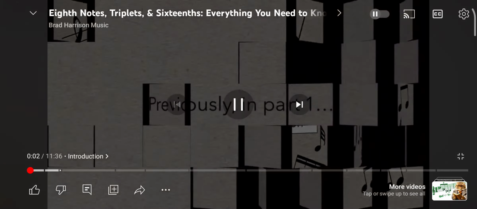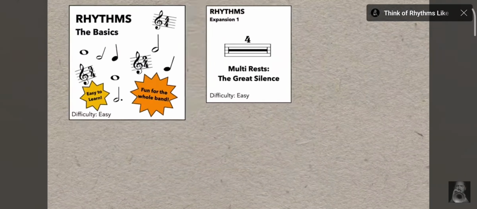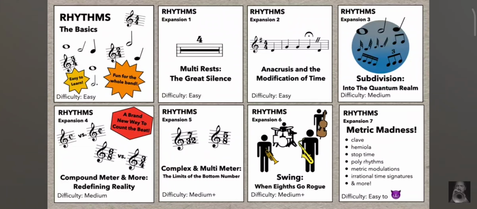Part 2. In part 1 of the series, we looked at how, although rhythms in music can be a pretty big and complicated topic, it can be a lot easier to learn if you think of it like a board game that has a set of base rules, as well as different sets of expansions to add new dimensions and possibilities to the base game.